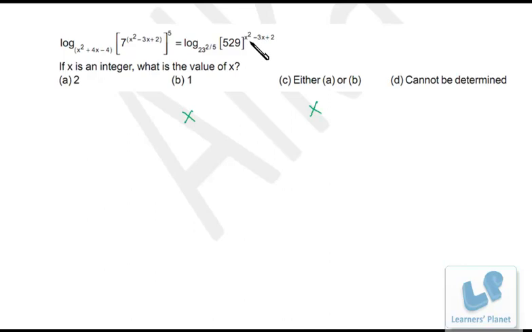Over here, x square minus 3x plus 2, same thing. If you put x is equal to 2, it will be 0. So 529 raised to 0 will be 1. That means finally log 1 will be 0. So if you put x as 2, on both sides we are getting 0. So no paperwork is required. The answer 2 is correct. Okay.